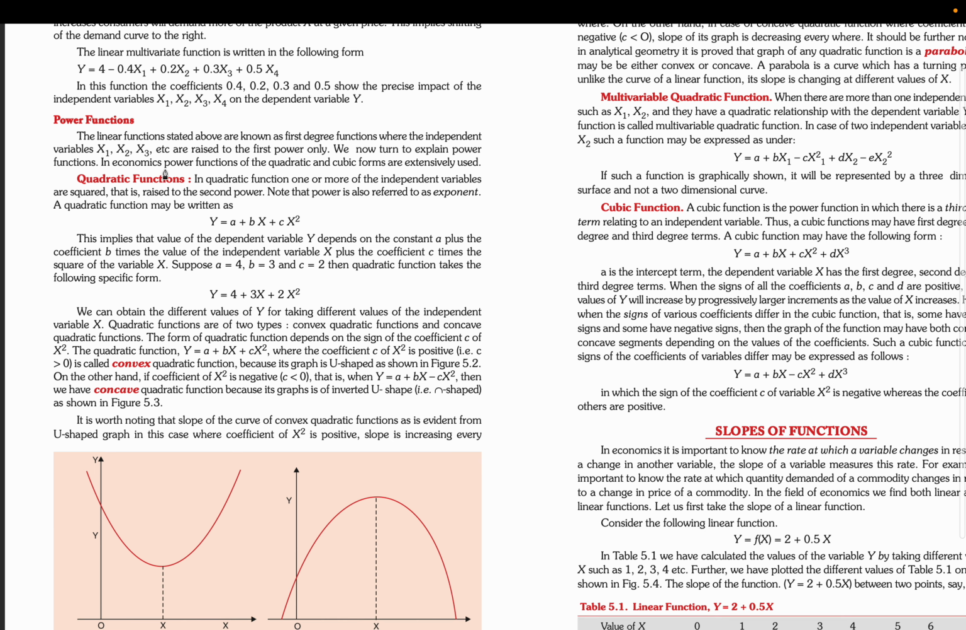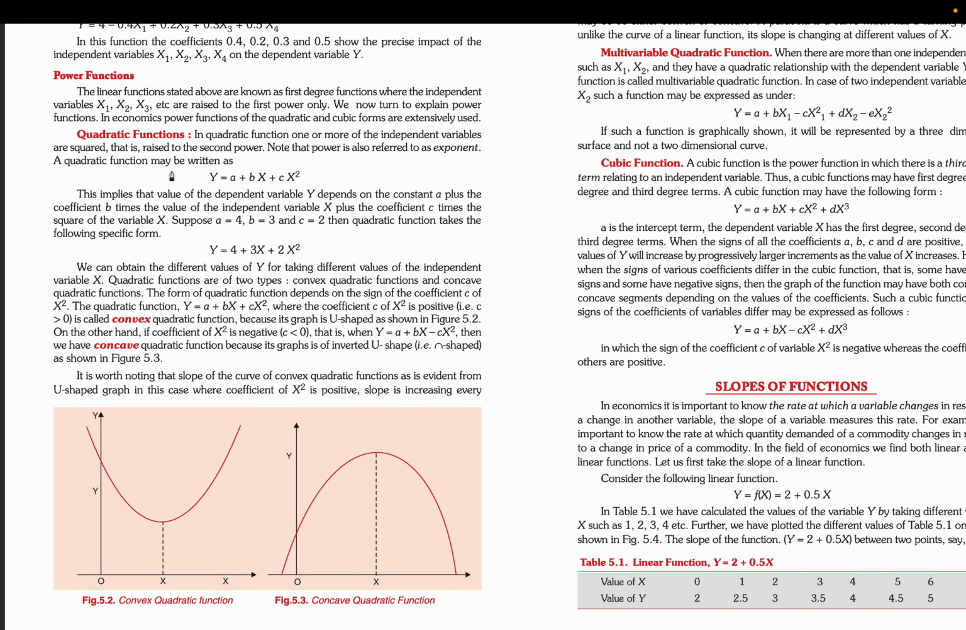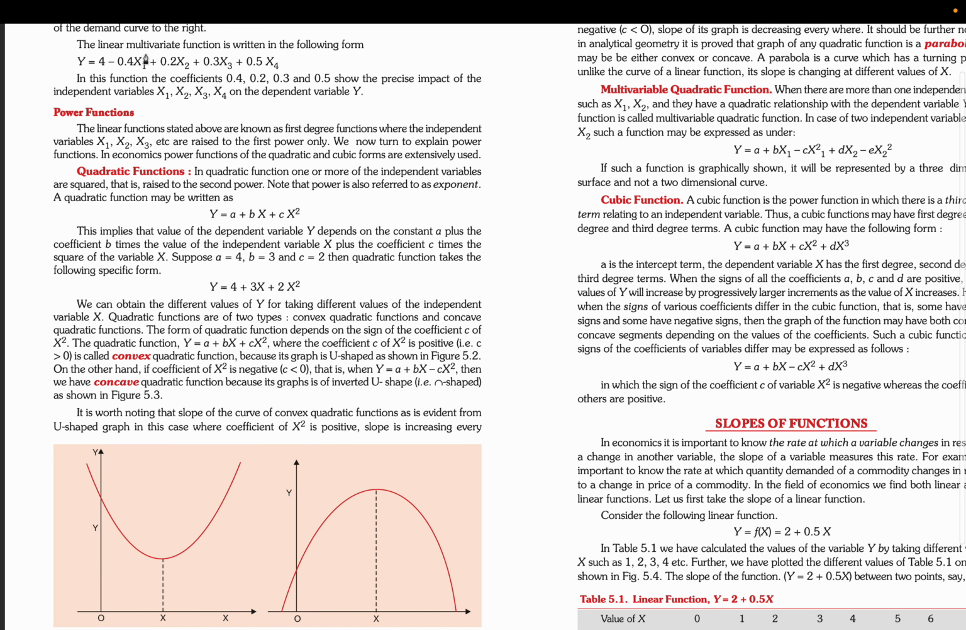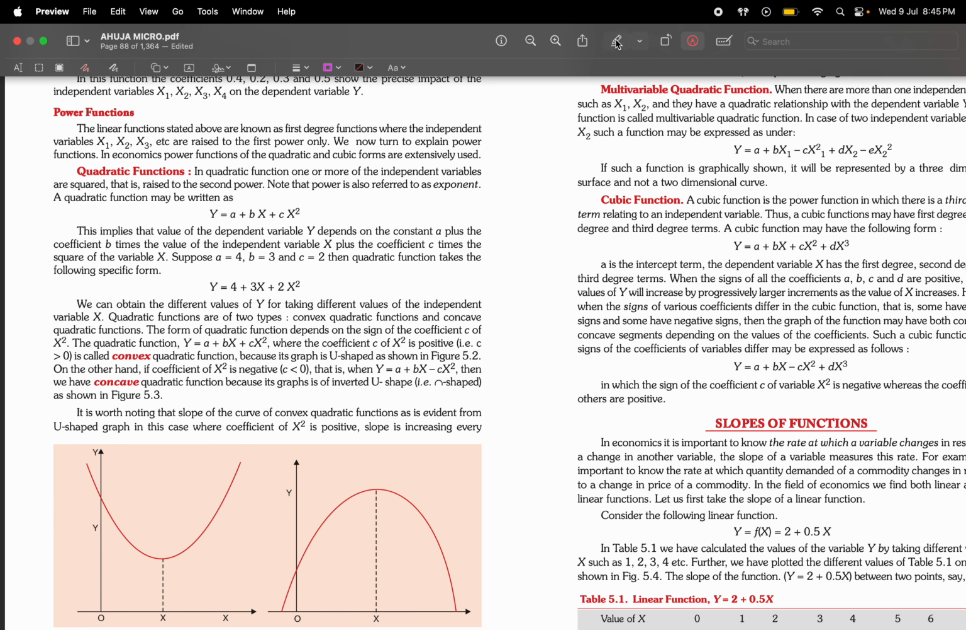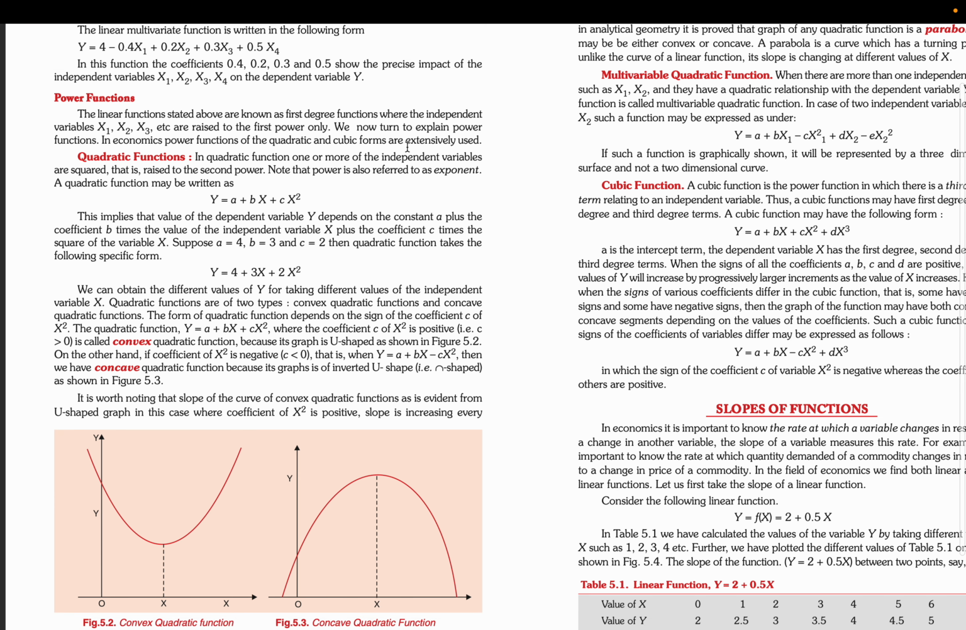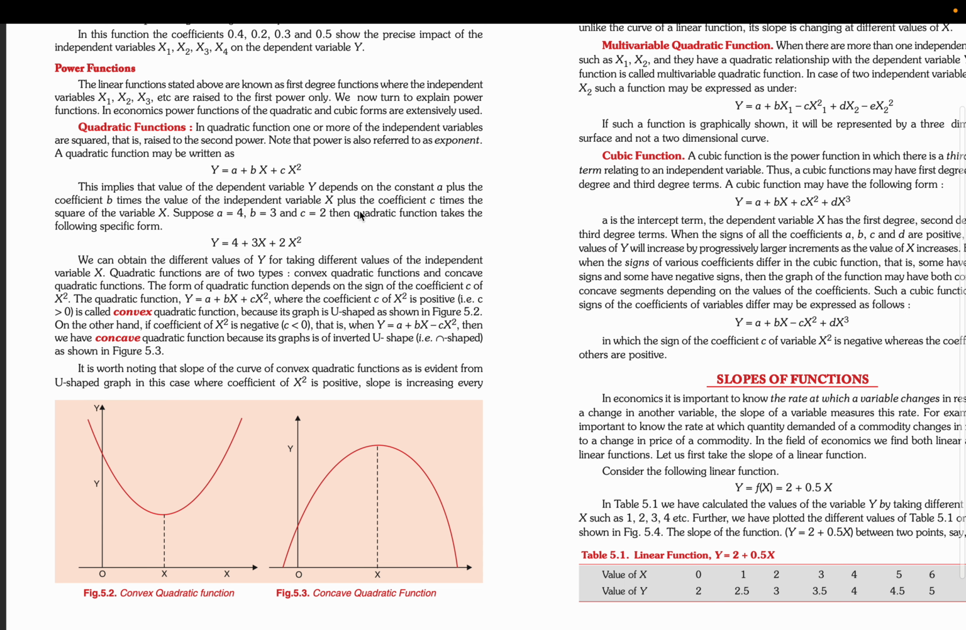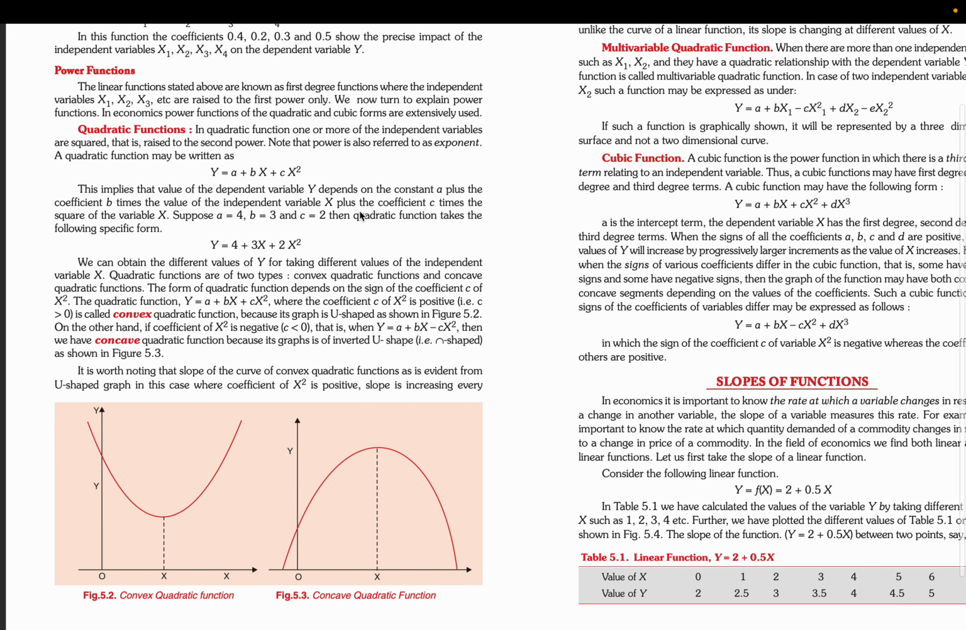Okay. Power functions. The linear functions stated above are known as first degree functions, where the independent variables x1, x2, x3, etc. are raised to the first power only. You can see that all of them are at first power only. We now turn to explain power functions in economics. Power functions of the quadratic and cubic forms are extensively used. In quadratic function, one or more of the independent variables are squared, that is raised to the second power. Note that power is also referred to as an exponent. Mathematically, it's called an exponent usually.